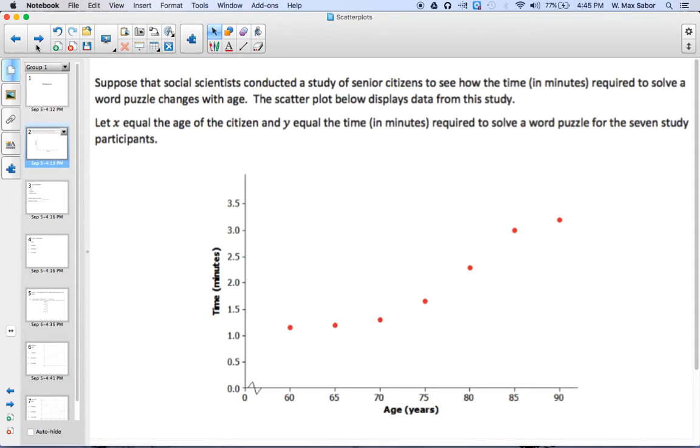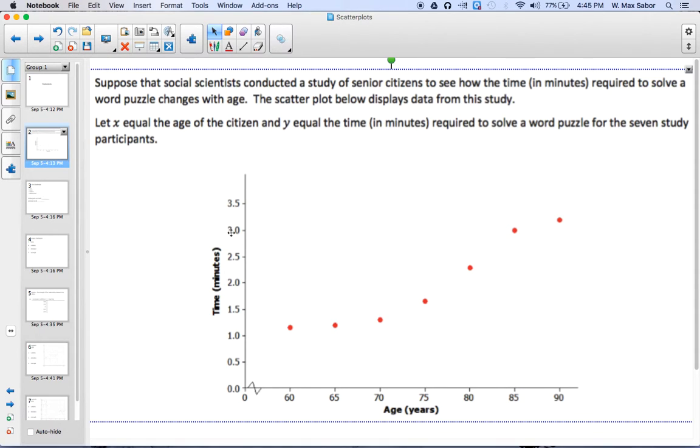So a scatterplot looks like this. It's a way to display data. This particular example I took from EngageNY, and it compares the age of a citizen with the time in minutes required to solve a word puzzle. So just like X and Y, we have labels, we have data points that represent individual people, and a scatter plot can display a lot of information all at once, usually real world data.